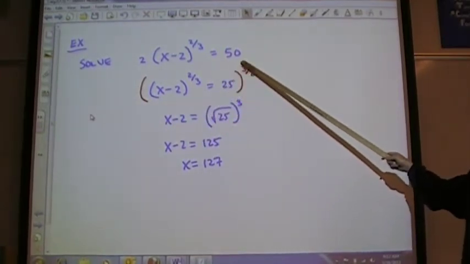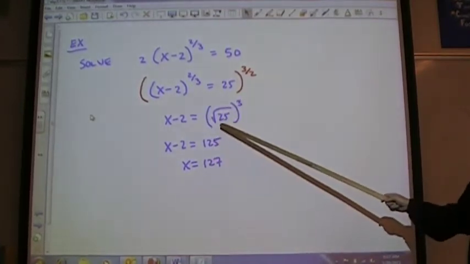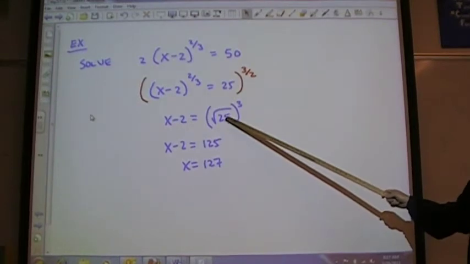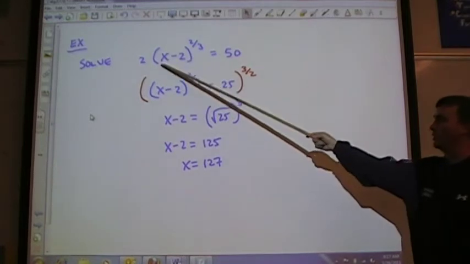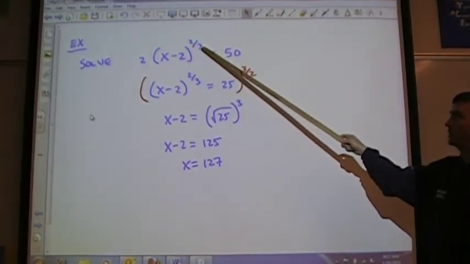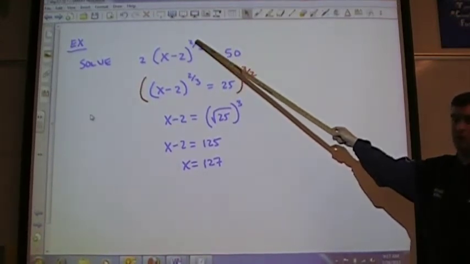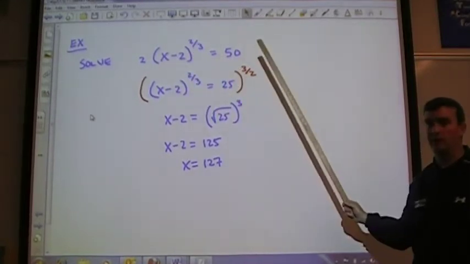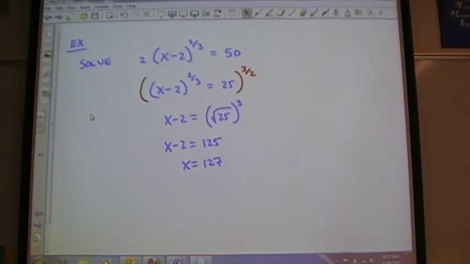When I raise 25 to the 3 halves, that's the same thing as taking the square root of 25 and cubing it. What's the square root of 25? 5. What's 5 cubed? 125. And then just add 2 to both sides, you get 127. Check your answer. What's 127 minus 2? 125. What's the cube root of 125? 5. What's 5 squared? 25. 25 times 2? 50. My bad, 50. So it does work. Question on that one before I change the slide?